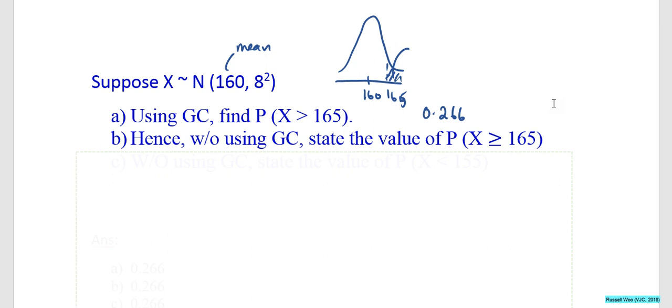Hence, without using GC, what is the probability of X greater than or equal to 265? What's the answer? No need to type again. Same. Very good. Why is it the same? Because whether it's greater than or greater than or equal to, it doesn't make a difference. I'm not quite sure whether we all understood why. I don't know whether you recall what I said.